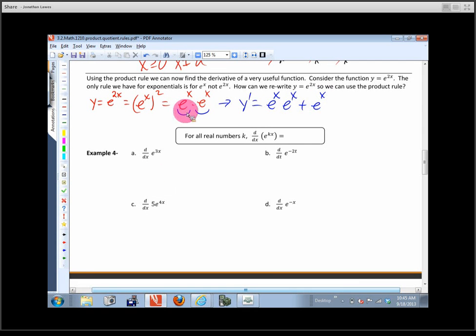So what's the derivative of e to the x again? E to the x. So what I have here is e to the x squared, or e to the 2x, plus e to the 2x, which is 2e to the 2x.